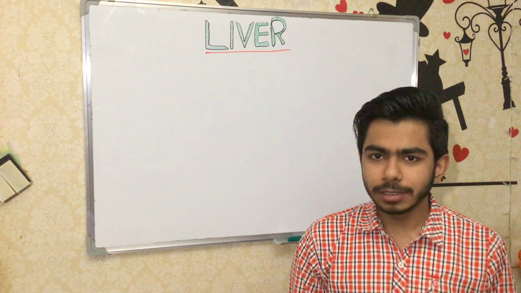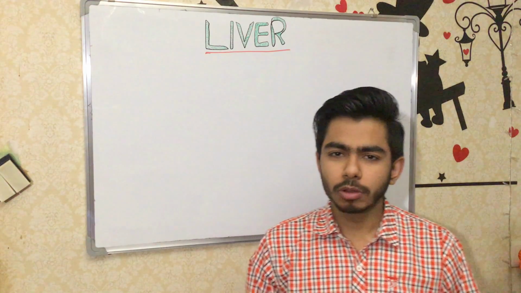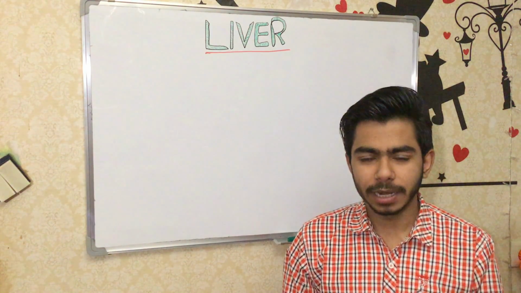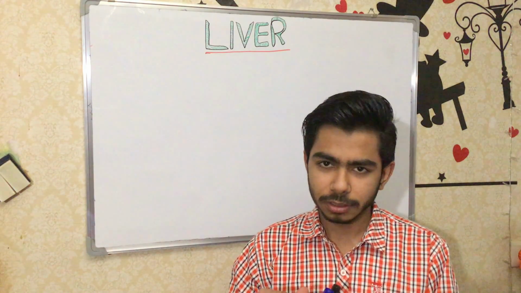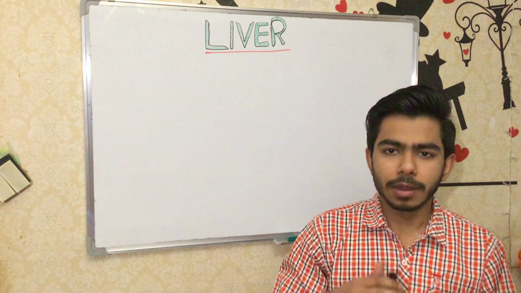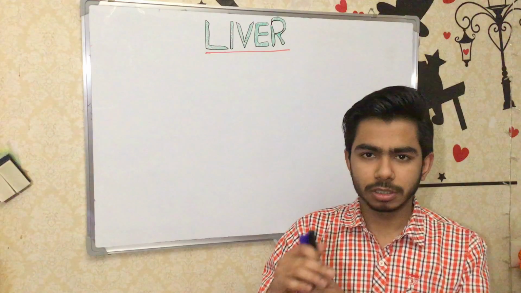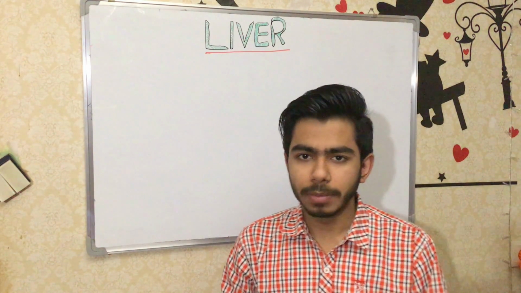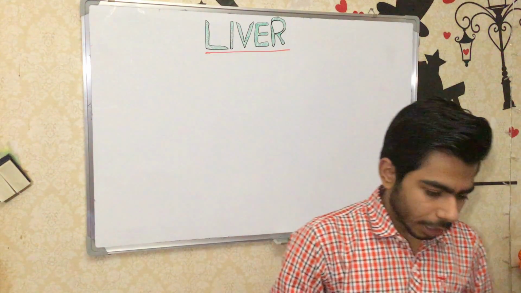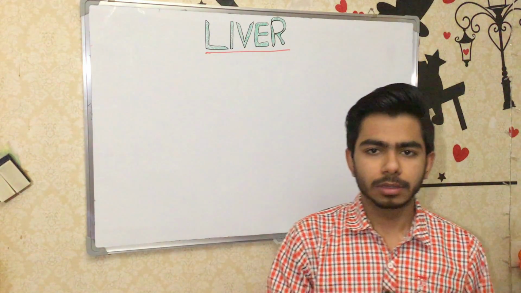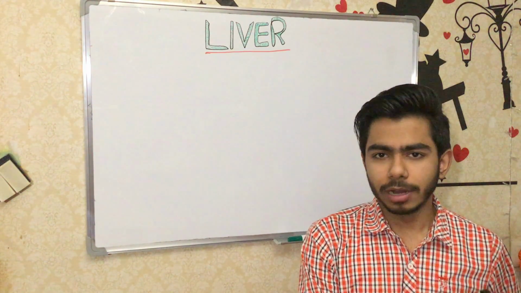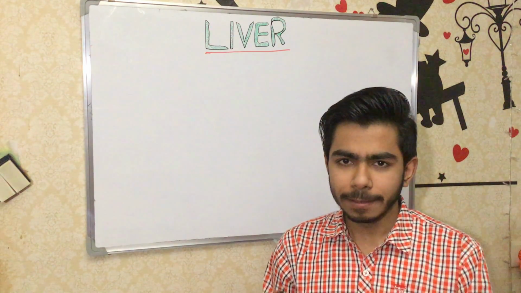Talking about the location, it is present in the lower side of our body, on the right side, just below the lower ribs, and beneath the liver, we have the gallbladder, which is connected with the cystic duct. And from the liver, a common hepatic duct is joining with the cystic duct and forming the common bile duct. Now, liver has two major lobes, so left lobe and the right lobe.